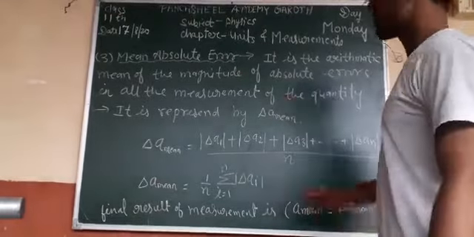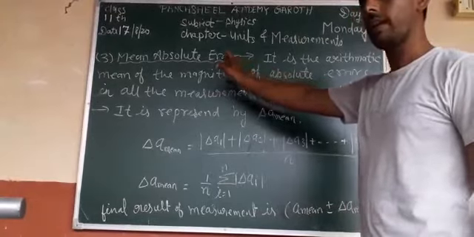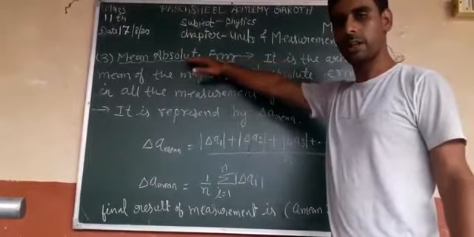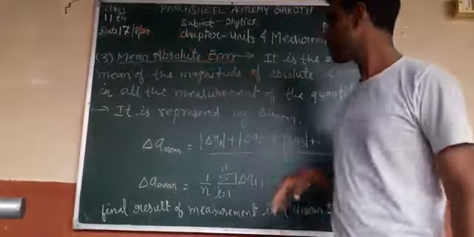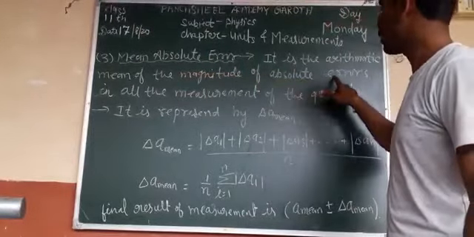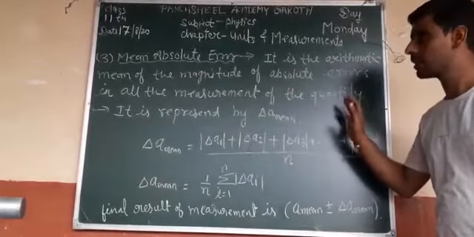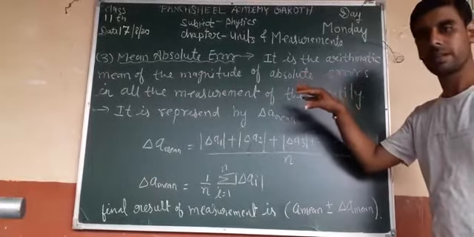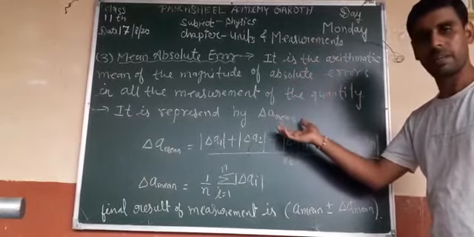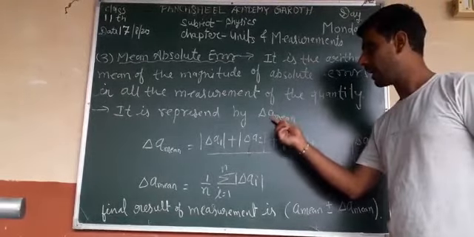Okay, next, mean absolute error. Absolute error and their mean, the name is clear. First of all, absolute error, then their mean. It is the arithmetic mean of the magnitude of absolute errors in all the measurements of the quantity. Whatever absolute errors there are in that measurement, we have to take the mean of all of them. It is represented by delta A mean.